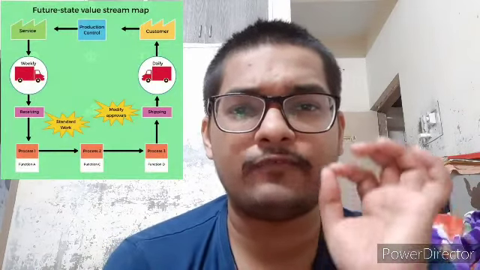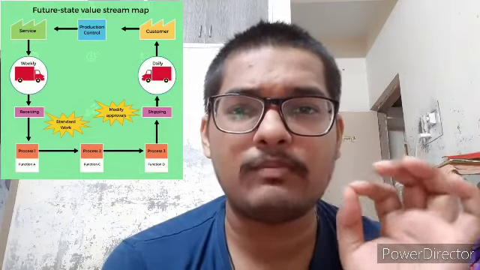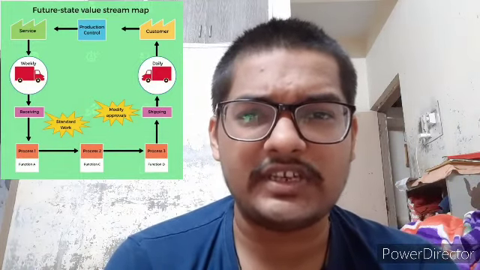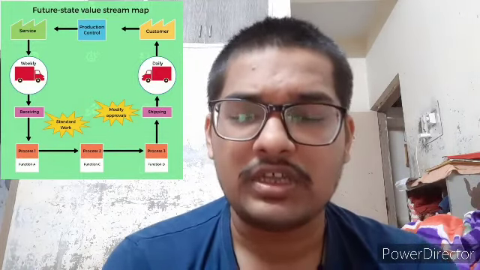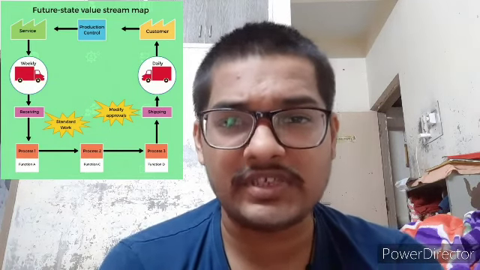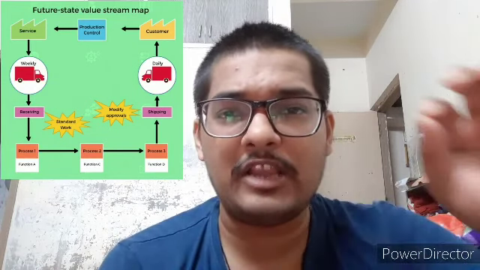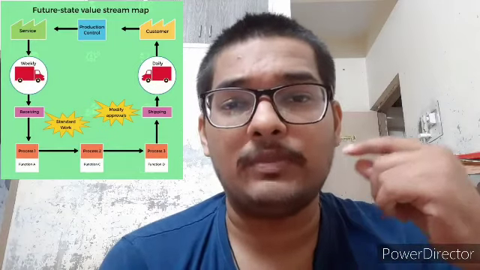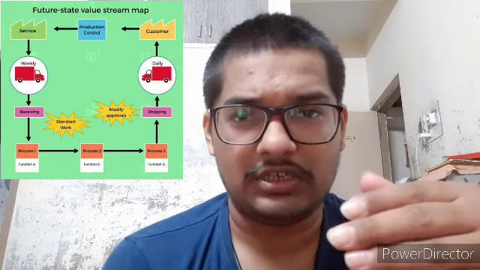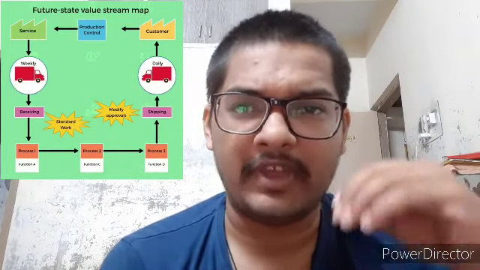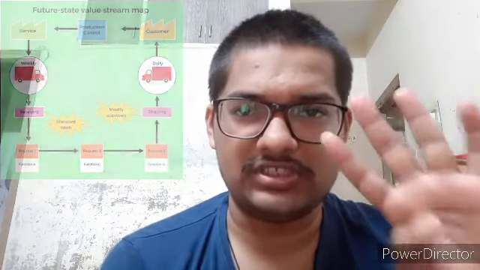Our fourth and final step of value stream mapping is to create a future state stream mapping. The future state stream mapping includes the improvements in the process, which will help us to apply the new change in this process very easily. So this is the fourth step of applying value stream mapping.